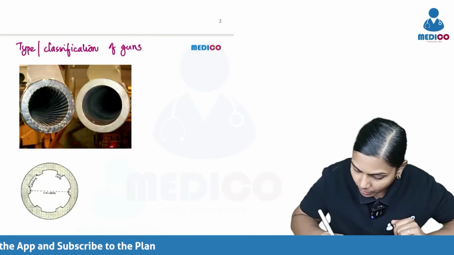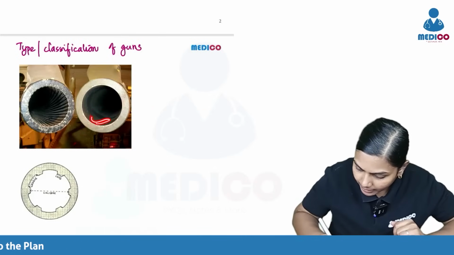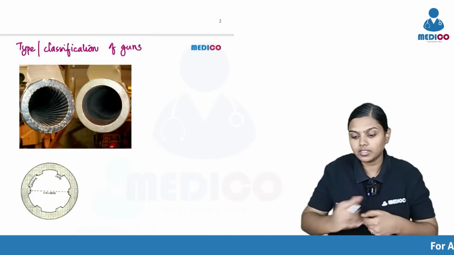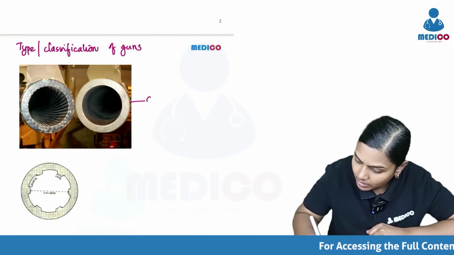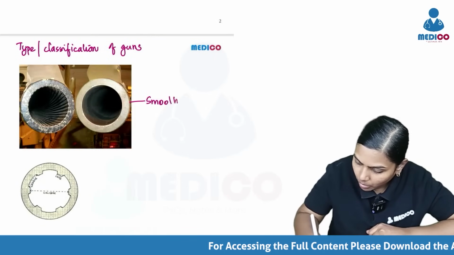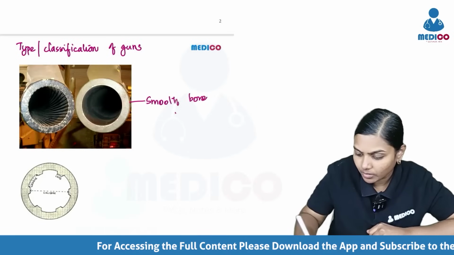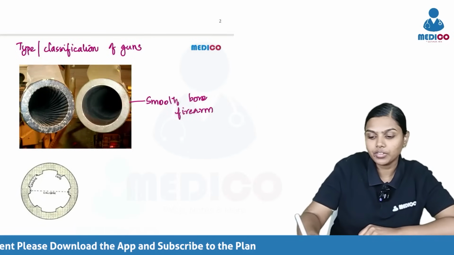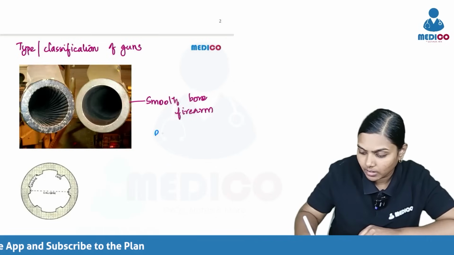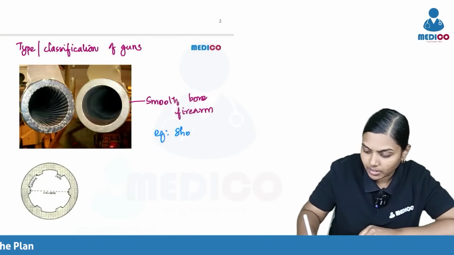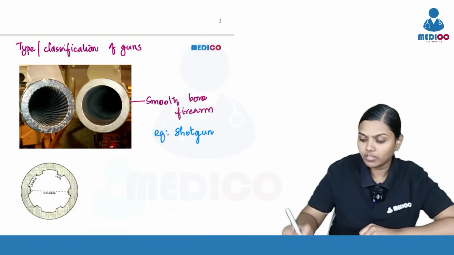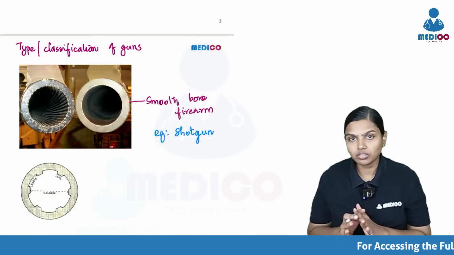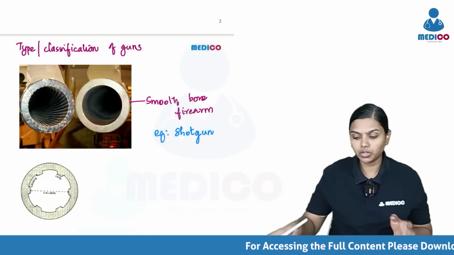If you look here, it is completely empty, nothing is there. So this is a smooth bore firearm. An example of a smooth bore firearm is the shotgun. We repeatedly say shotgun, but we don't say the term smooth bore firearm, though it is actually a type of smooth bore firearm.